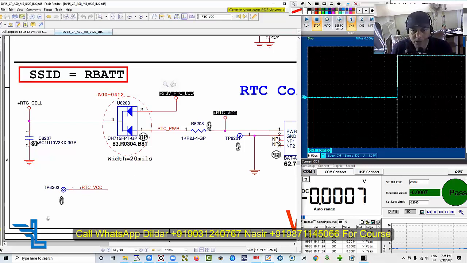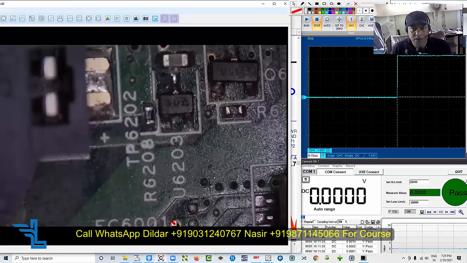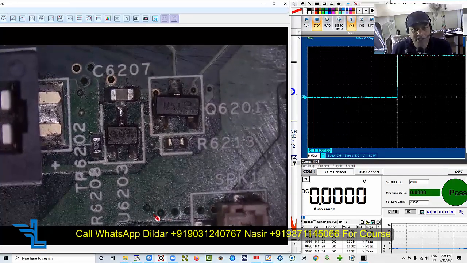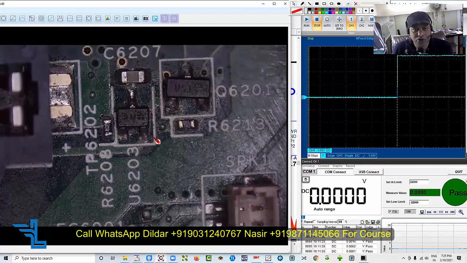U6203. Now it is, I think, here. You can see this tiny. However, somebody has already done some job on this place. I haven't done anything on this particular place. Now, U6203, this is the two terminal.